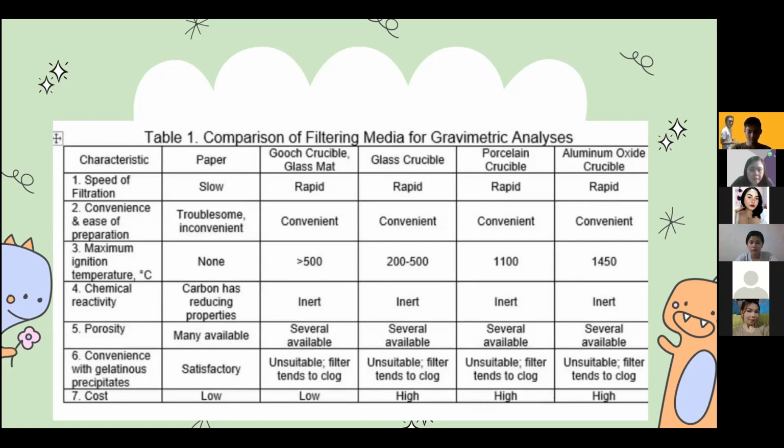Porosity is several available, and in convenience with gelatinous precipitate, they are unsuitable, and the filter tends to clog, especially with gelatinous precipitate. Costs are both high since they are made from high purity raw material and designed to withstand high temperature without cracks or deformation.